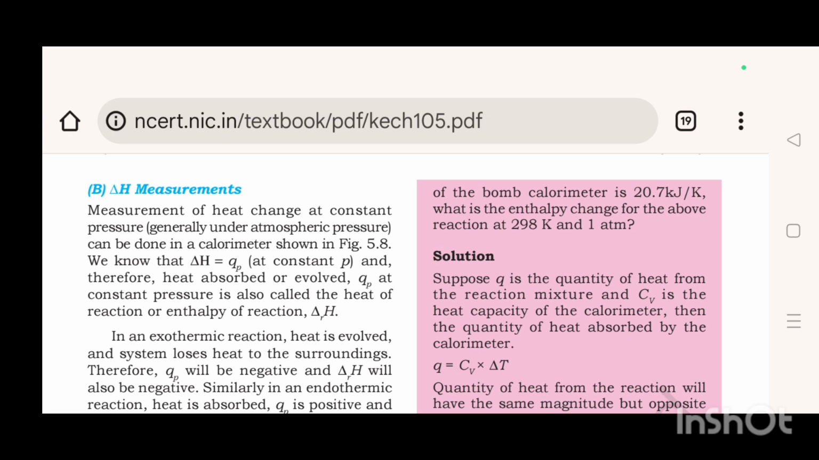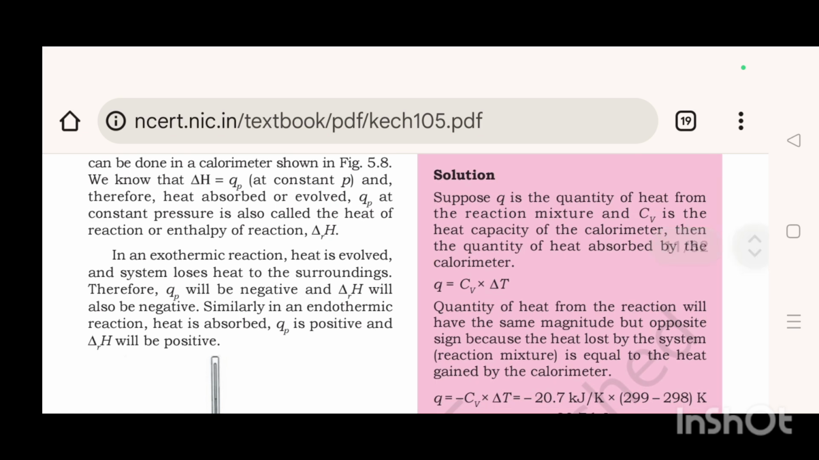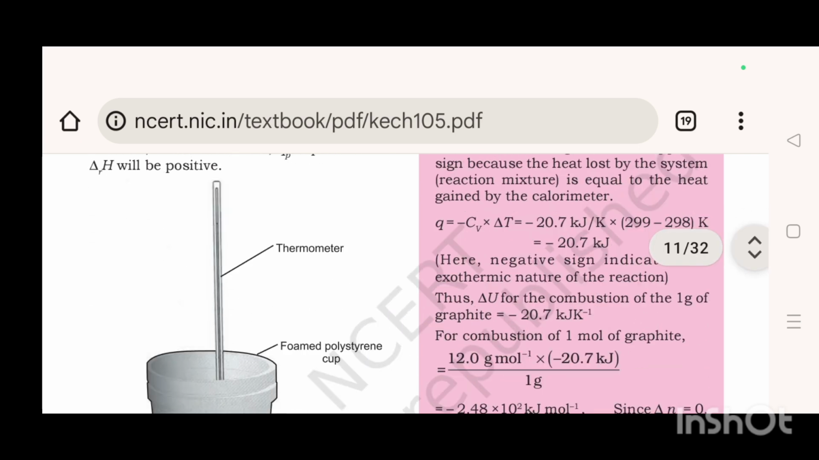We know that delta H is equal to qp at constant pressure, and therefore heat absorbed or evolved, qp at constant pressure, is also called the heat of reaction or enthalpy of reaction. In an exothermic reaction, heat is evolved and the system loses heat to the surroundings. Therefore, qp will be negative and delta H will also be negative. Similarly, in an endothermic reaction, heat is absorbed, qp is positive and delta H will be positive.